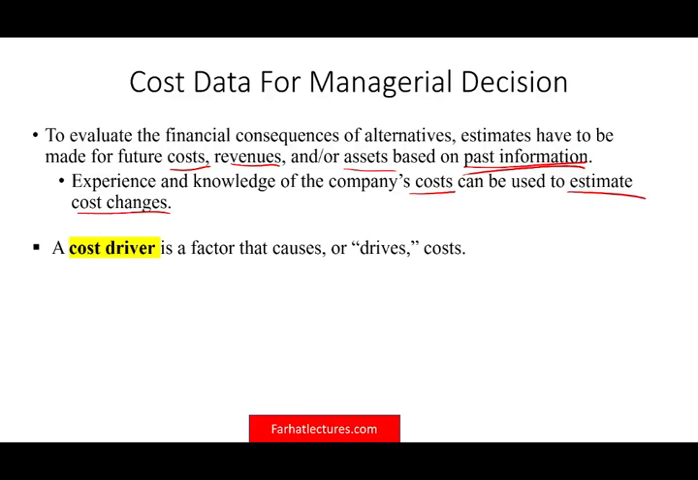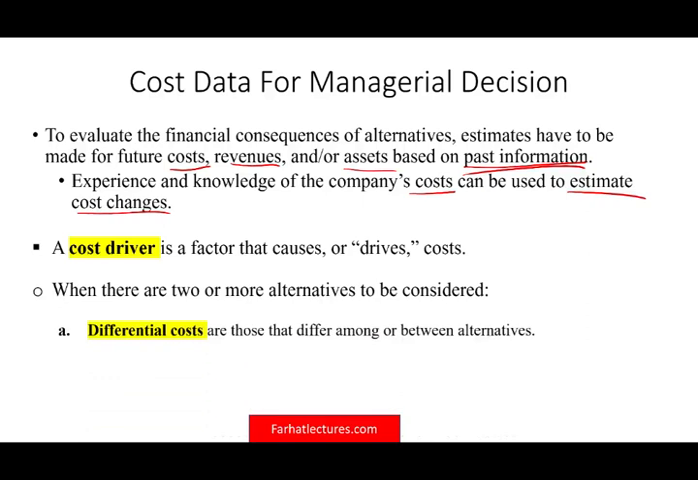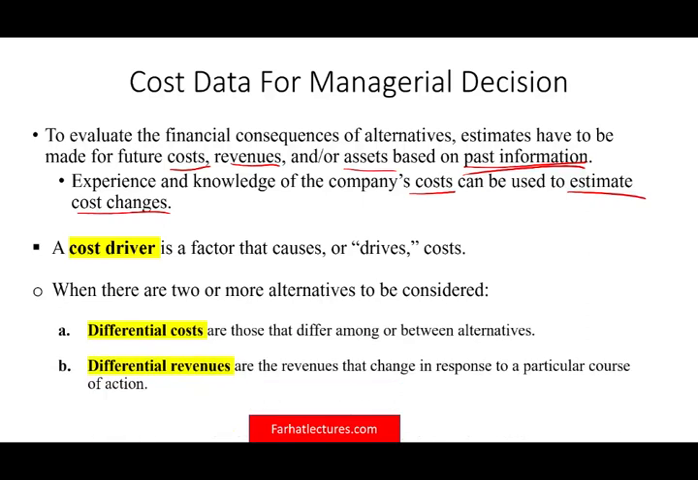But remember, every time you have to make a decision between two alternatives, you have to consider two things: something called differential cost and something called differential revenue. So what is differential cost and differential revenue? You have to know those two definitions. Differential costs are those costs that differ among or between alternatives. So if the cost is the same, it's not relevant in the sense that it's not going to change my decision, because it's the same. If the costs differ, then it's called differential cost. Differential revenue is the same thing: revenues that change in response to a particular course of action.